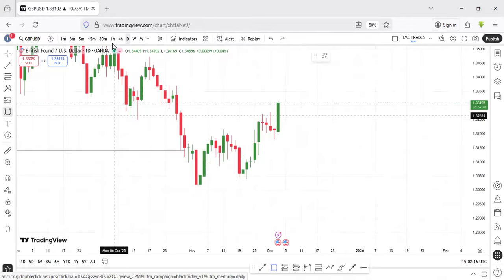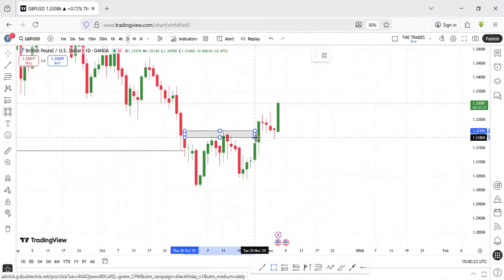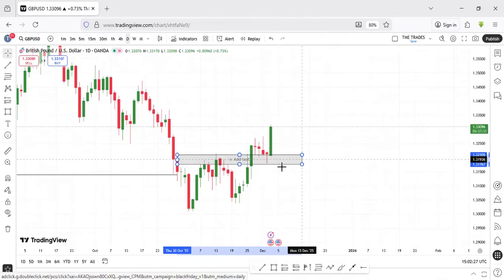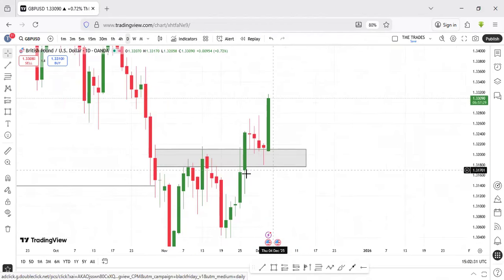But before we drop down to lower time frame, I want you to see something. Now, the market right now created a resistance level, right? Then when a resistance is broken, what do you expect? You expect it to turn to a support level, and that is exactly what the market has done.